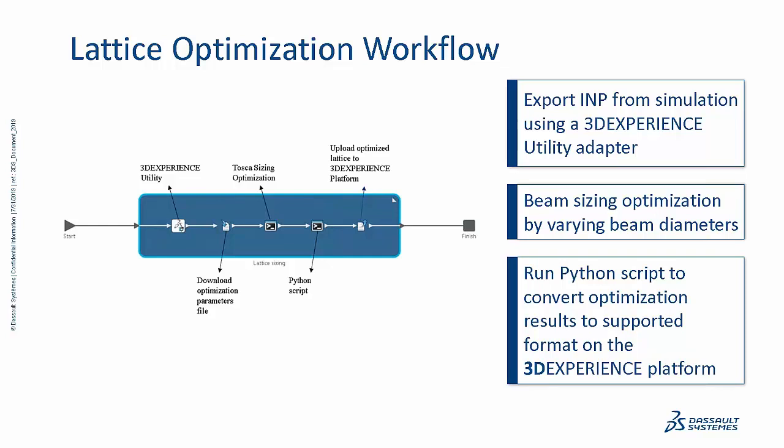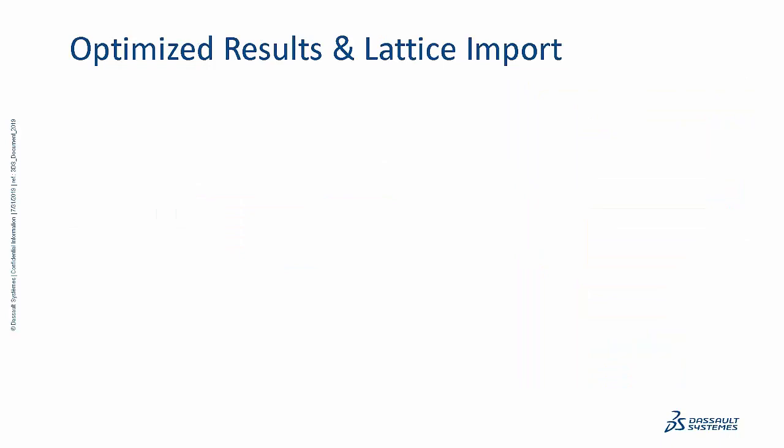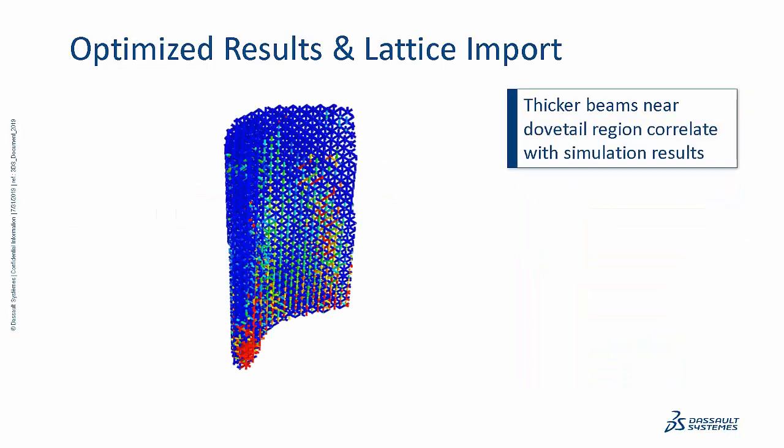So this workflow is just once you hit go, it performs all the actions, and finally this is how your optimization result will look like. And the thicker beams near the dovetail region, or the regions of intersection between the blade and the dovetail, kind of indicated or rather correlated with what the simulation results that we saw before did, meaning there were some stresses on the higher side at that region, and we can see thicker beams as well over here.